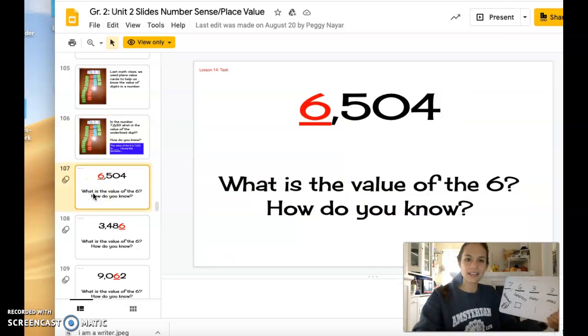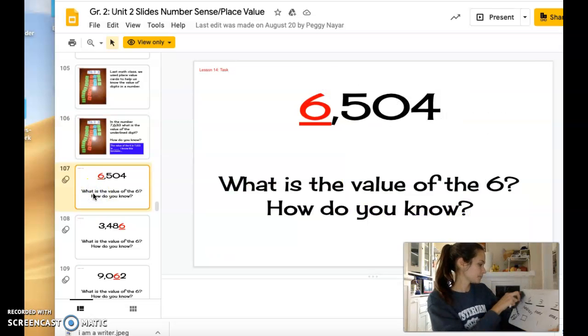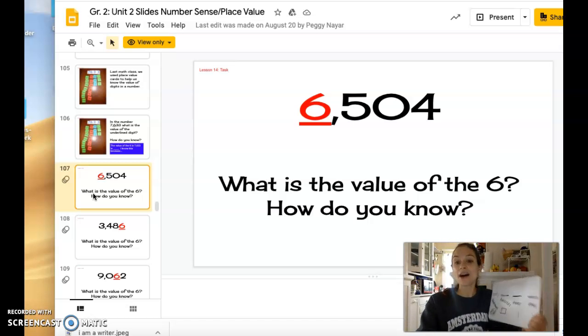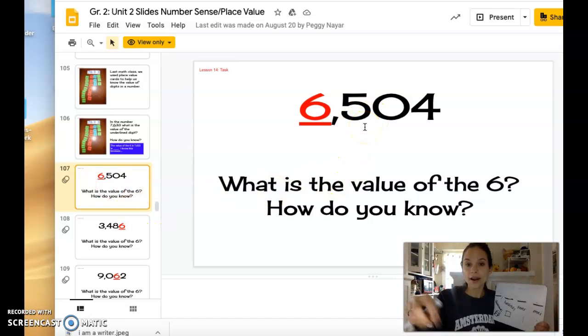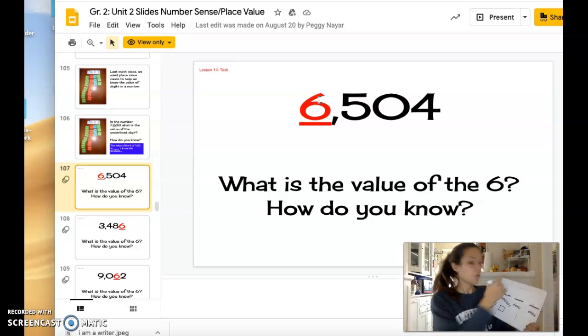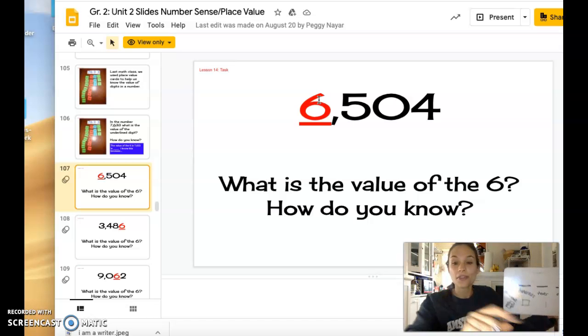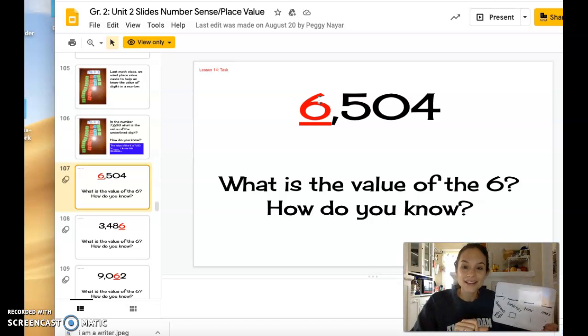Now take a look here with this number. Would you be able to read this number? This number is 6,504. What is the value of the 6? How do you know? The value of the 6 would be 6,000 because it's in the thousands place, right? The value of the 6 is 6,000.